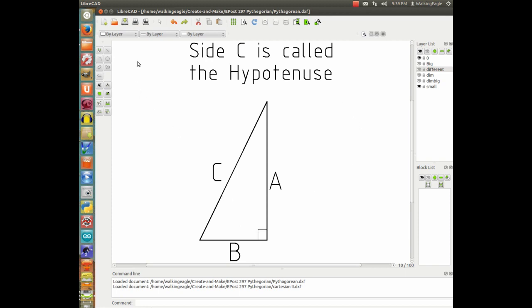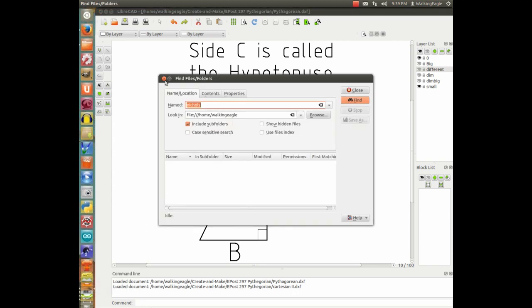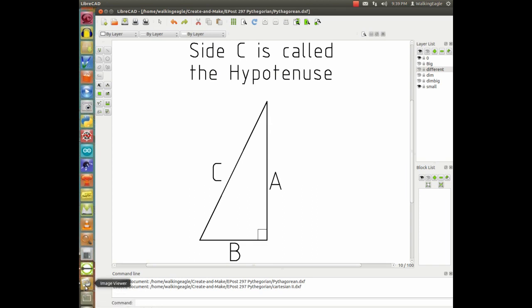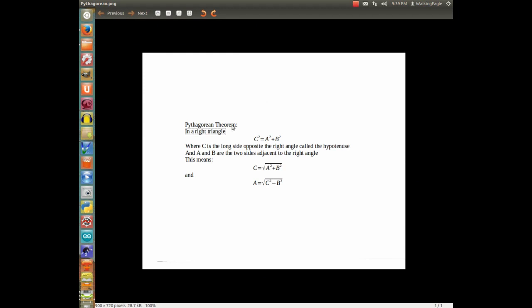Okay, there is this really wonderful formula. It was invented by an old Greek guy named Pythagoras, and he has this theorem. It's called the Pythagorean Theorem. It says that in a right triangle, the long side, C squared, is equal to A squared plus B squared, or the sum of the squares of the two small sides. C is called the hypotenuse, the long side opposite the right angle, and A and B are the two sides adjacent to the right angle.